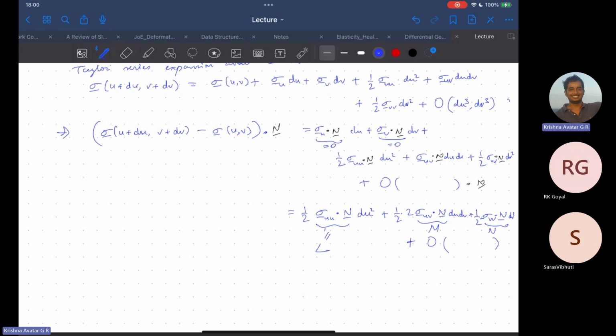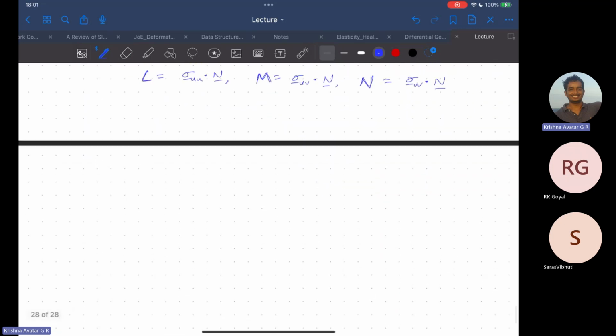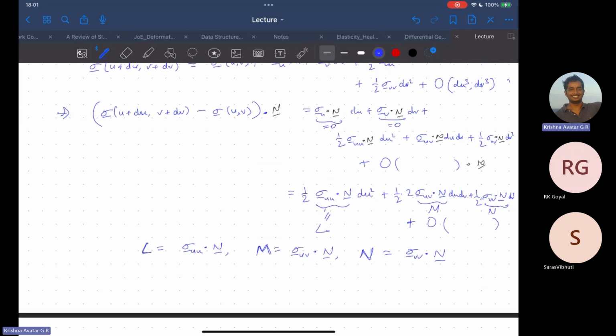Not to be confused with n vector, this is just n. So what we have is L is equal to sigma uu dot n, M is equal to sigma uv dot n, N is equal to sigma vv dot n vector. Sorry, this was n. These are just standard notations, so that's the reason I'm using these particular letters to denote these quantities.